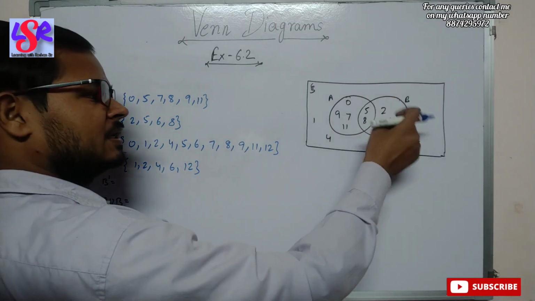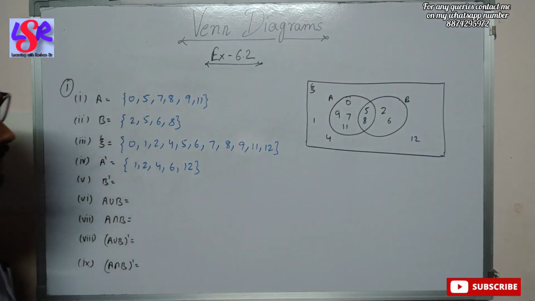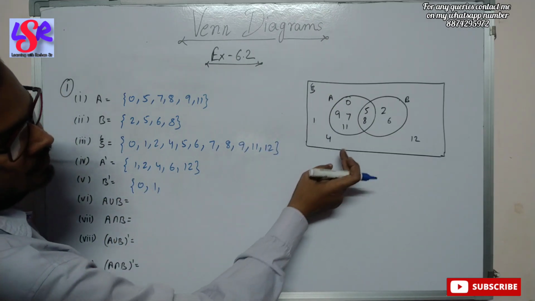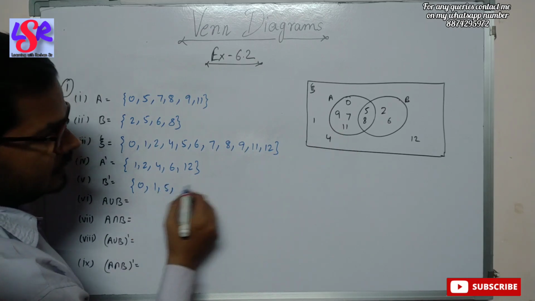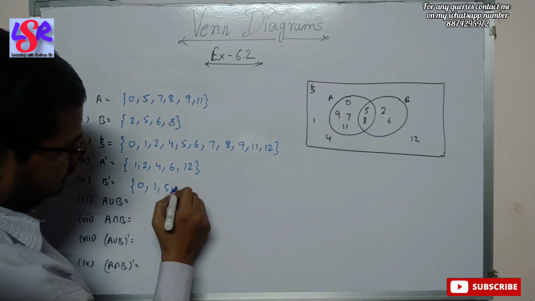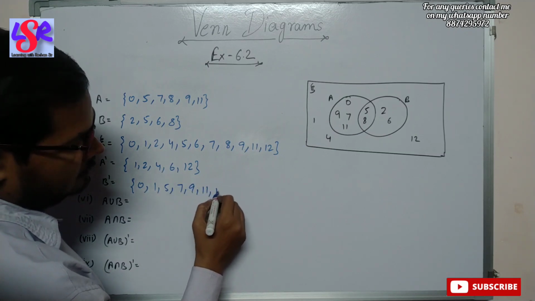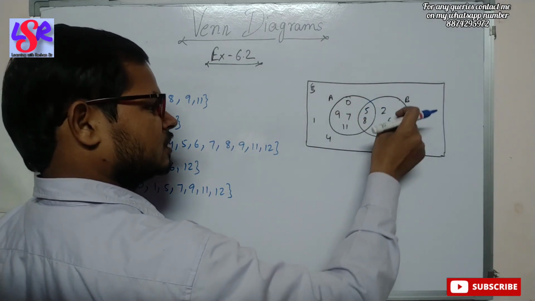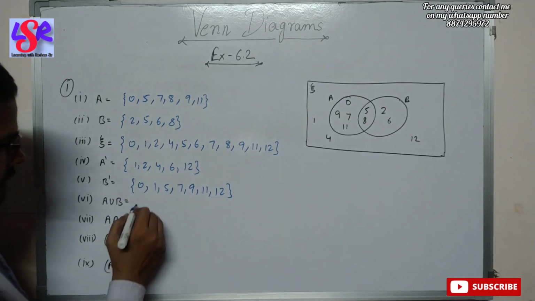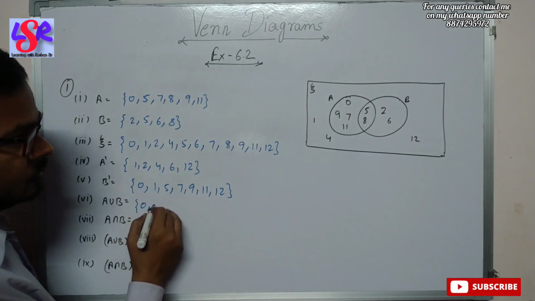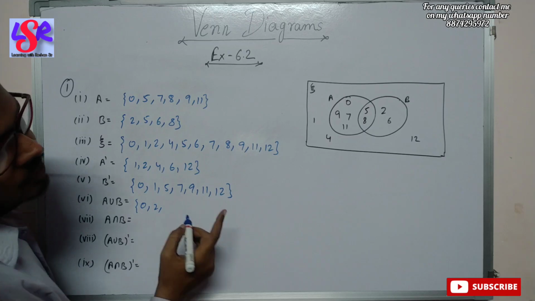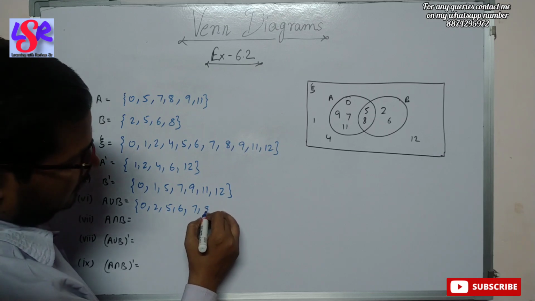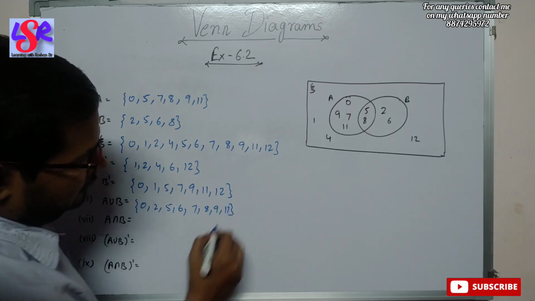In B complement, whatever numbers are outside this circle will be considered. So we have 0, 1, 2, 3, 4 is there, then 7, 9, 11 and 12. Then we have A union B. In A union B we consider all the numbers that lie in either of the two circles. So we have 0, 2, 3 is not there, 4 is not there, 5, 6, then 7, then 8, then 9 and 11.